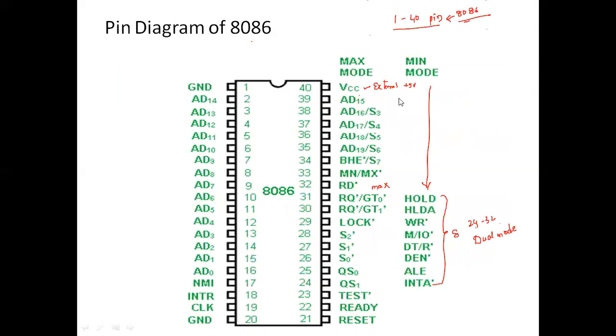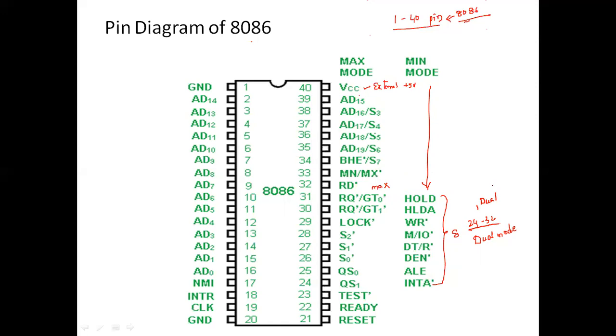When it comes to the pin diagram of the 8086 microprocessor, it is a 40-pin microprocessor. There are two modes, the maximum mode and the minimum mode. In maximum mode, all these pins will work, and in minimum mode, only the pins from 24 to 32 will work. These pins 24 to 32 work in dual mode, in the sense that they work in both the maximum mode as well as the minimum mode.